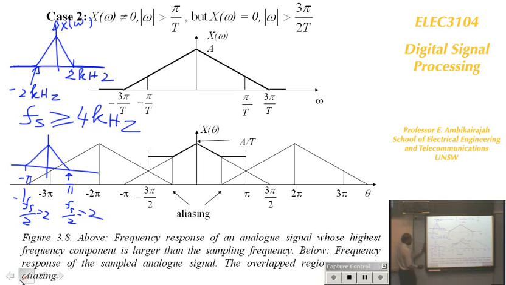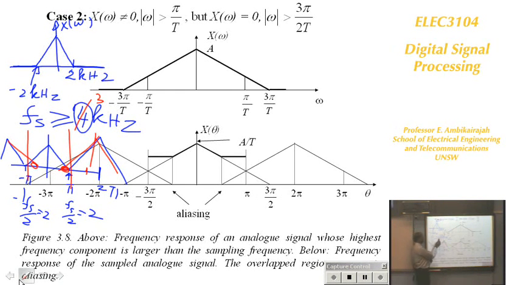Minus 2, right? So the next image, based on 2 pi, will not interfere. If you select 3 kilohertz, for example, which is wrong, what will happen? The 3 will be here, so you will have a signal like that. It will start to interfere with the fundamental spectrum. This is the fundamental region, minus pi to pi, and you will cause distortion. So if you don't select the sampling frequency correctly, you cause aliasing.